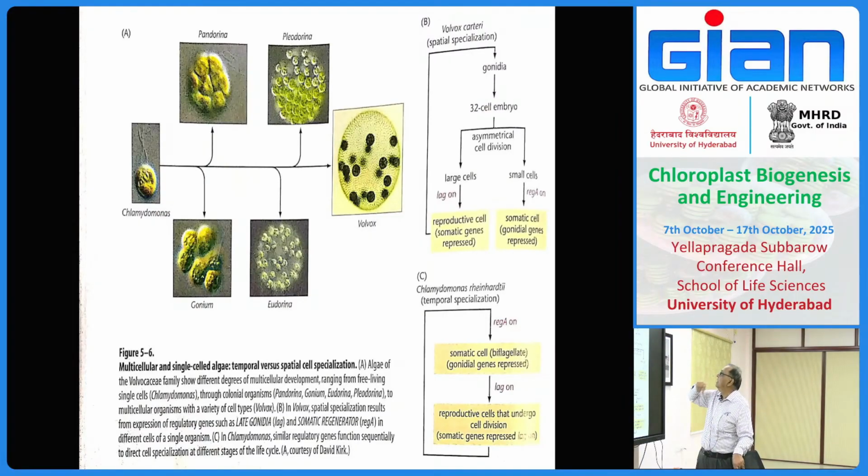Specialization. Gonidia, 32 cell embryo. Okay, gonidia. Asymmetrical cell division: large cells go to reproductive cells, small cells become somatic. So instead of equal division, they undergo asymmetric division. The smaller one becomes the vegetative cell, the bigger one becomes the reproductive cell.